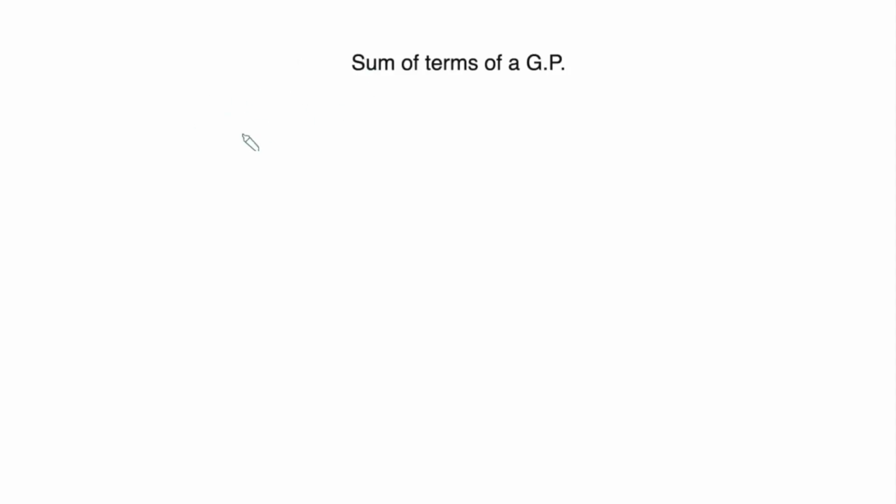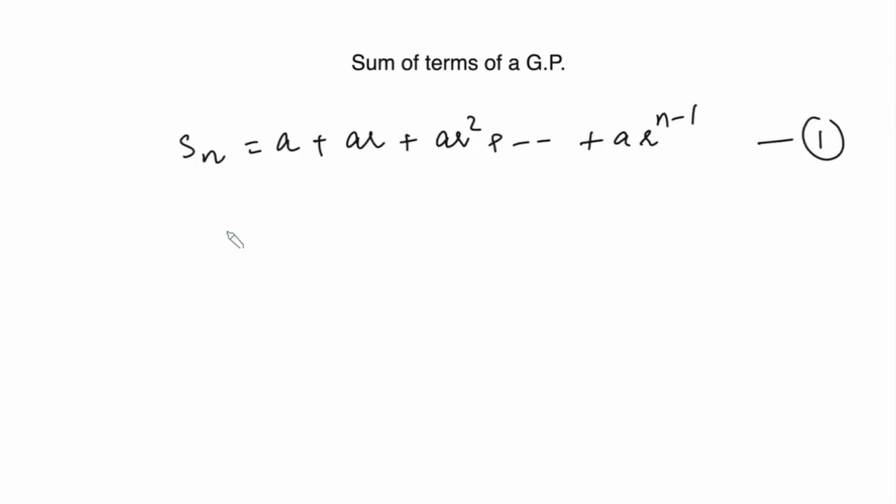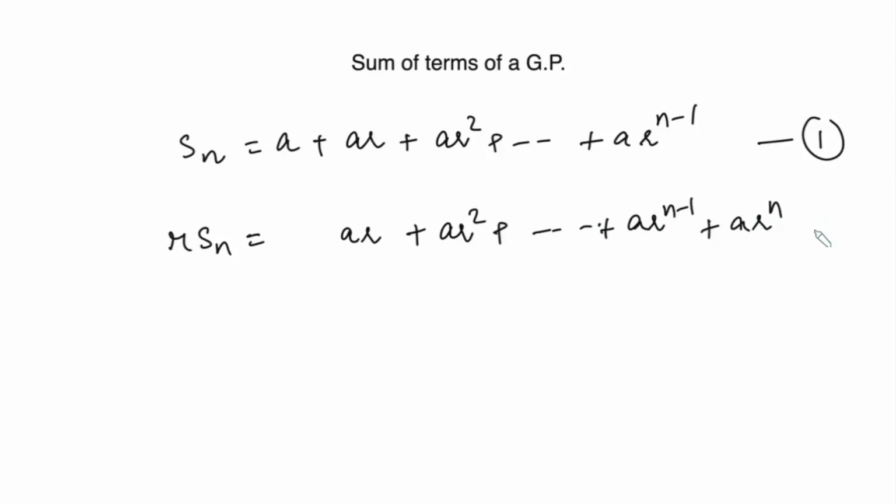Sum of terms of a GP. If you have a GP, the sum of these terms can be written as Sn. If we multiply equation 1 throughout by r, we get r times Sn is equal to ar plus ar squared plus so on up to ar raised to the power n minus 1 plus ar raised to the power n.